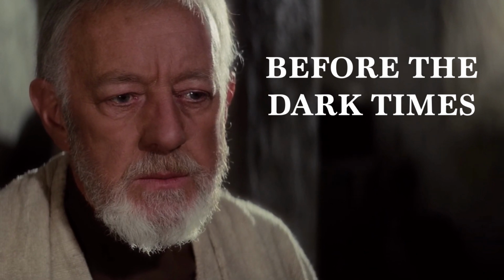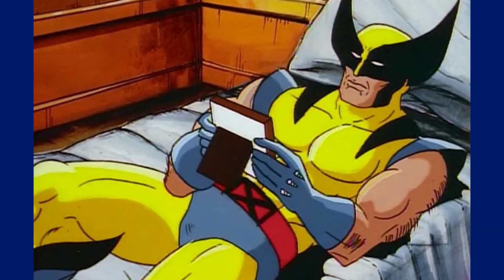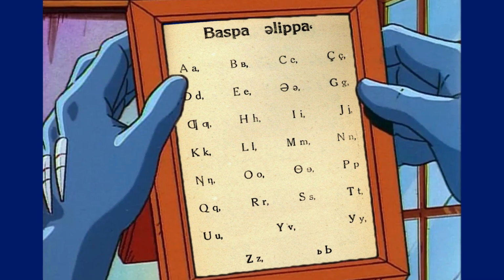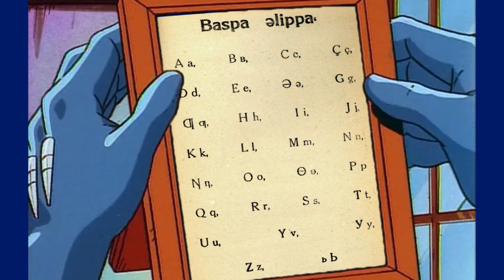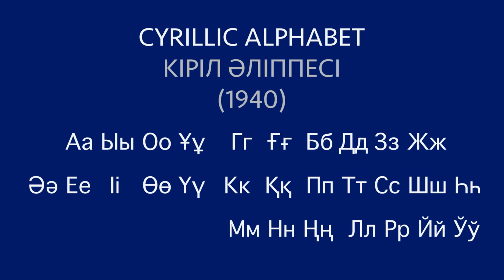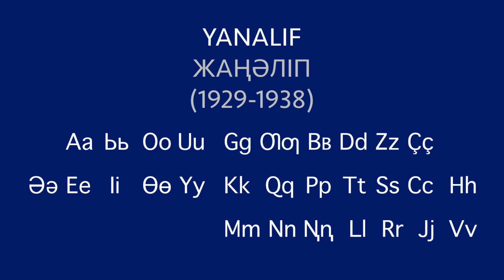As I said earlier, there was a time when these problematic letters weren't even conceived of. I believe the Latin alphabet called Yanalif or Zhangalip, used from 1929 to 1938, was perfect for our language and had super simple grammar. Look at the native Kazakh letter inventory in the Cyrillic alphabet. I'm going to transition each letter into their Yanalif predecessors. Ready? Here we go.